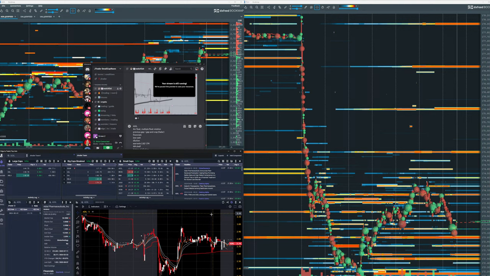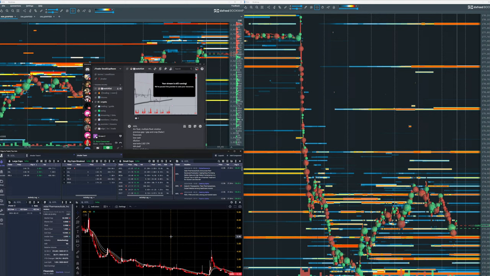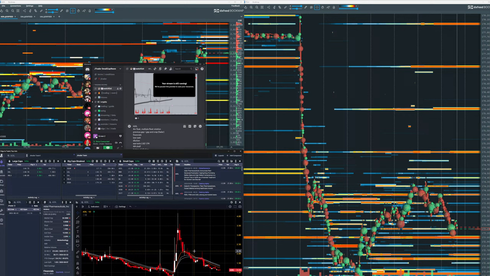So this is ADIL. I'm going to put a daily chart up here. Right now we are at 2.60. We broke this resistance at 2.12, we broke this one at 2.20, and we broke this one at 2.38.